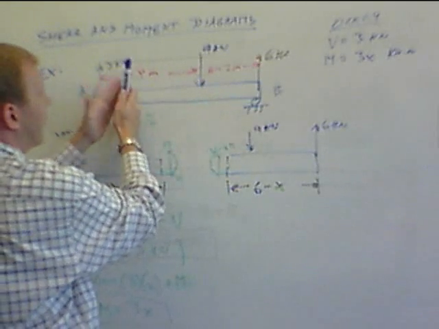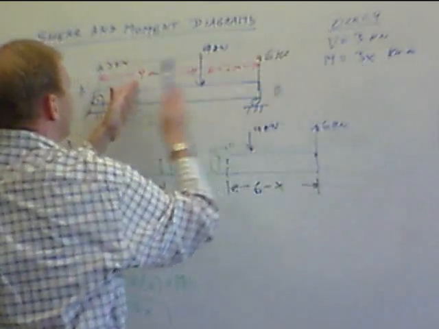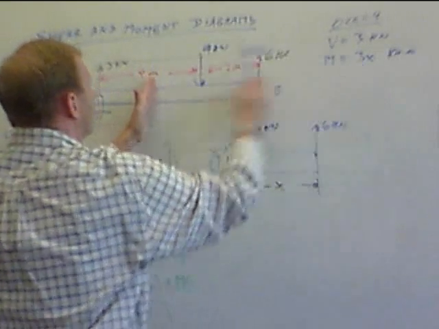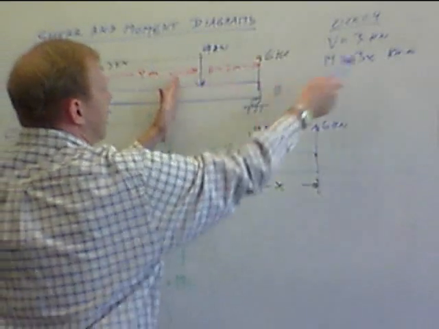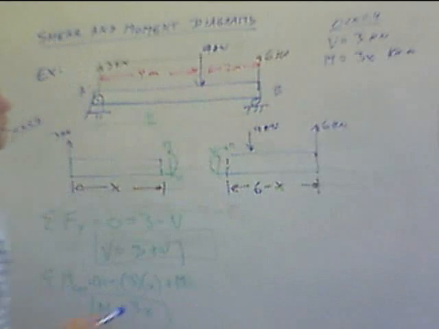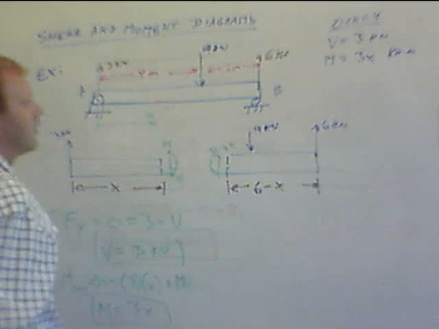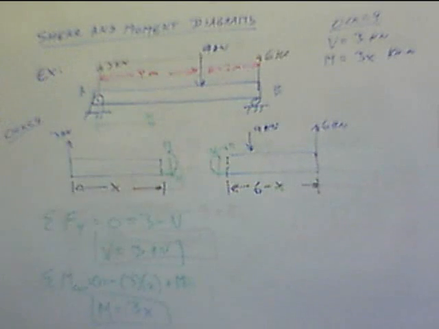If we're at x equals 1, we have a moment of 3 kilonewton meters. When x equals 2, we have 6 kilonewton meters. x equals 3, we have 9, until we get to x equals 4, we get to 12 kilonewton meters. So we found the relationship for shear and moment in this section of the beam.